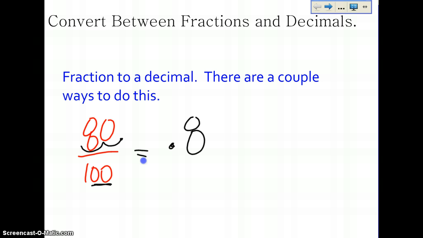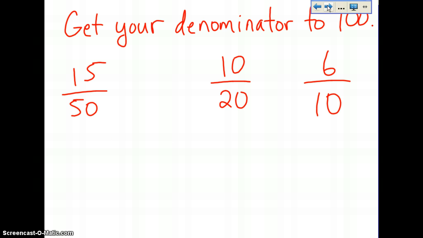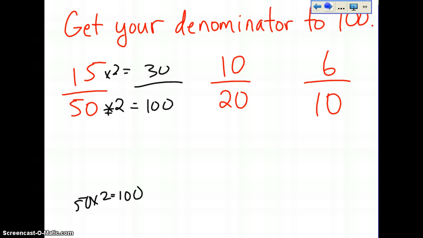Once you get it to 100, it's really quite simple. So in this situation, I want to get all the denominators to 100. So how do I get 50 to 100? Well, I know that 50 times 2 equals 100. So I'm going to multiply that by 2. Whatever I do to the denominator, I have to do to the numerator. So I know that's 30 over 100. Now, there's 2 zeros, which means if this is 30.00, I have to move that over, so I know that now I've got 0.30.